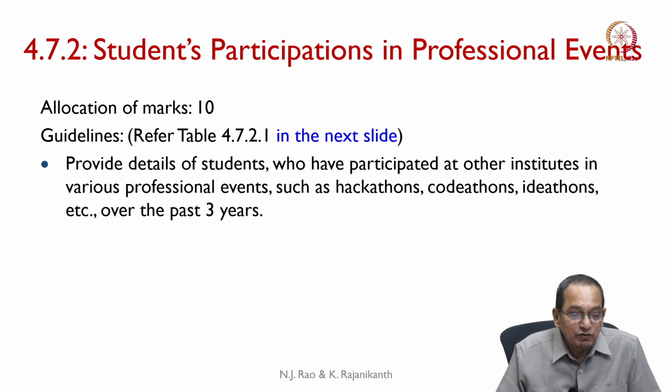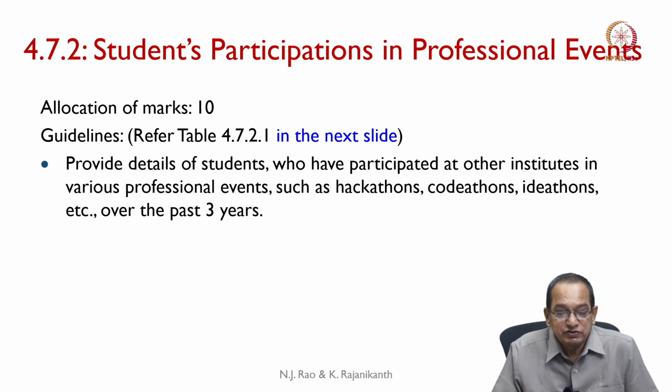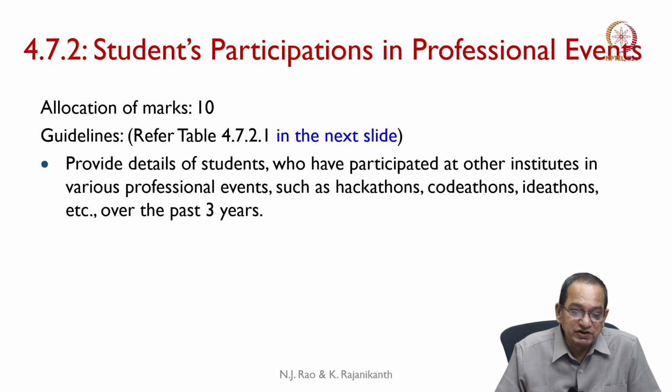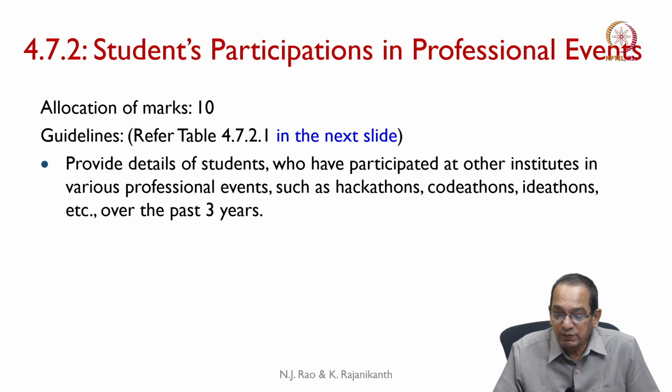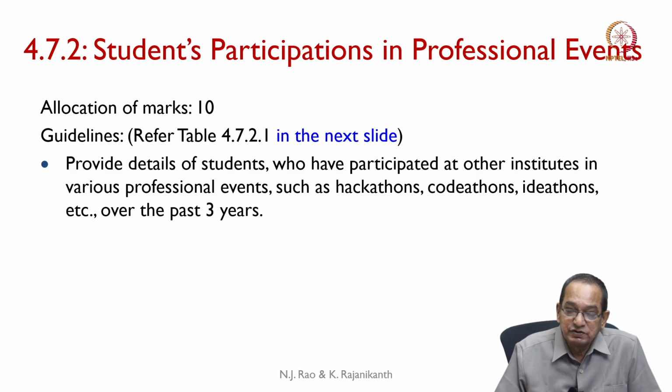Then 4.7.2 is students' participation in professional events. Again 10 marks are allocated, and you must provide details of students who have participated at other institutes. This is important, at other institutes in various professional events. These events could be hackathons, codathons, ideathons, or ideation workshops, or any other such kind of event where the students participate and test out their ideas.